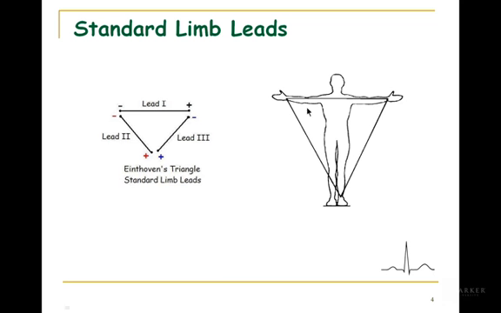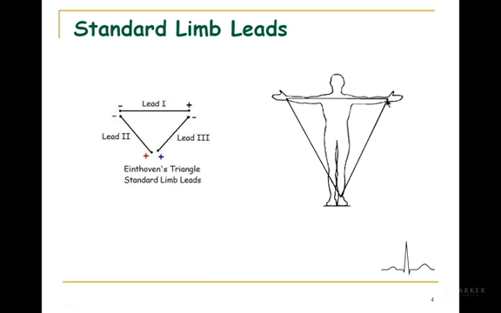With standard limb lead I, you're looking at the heart going from right to left, and relative to the heart it's running at about 0 degrees. With standard limb lead I, you place a negative recording electrode on the right wrist, and you attach a positive recording electrode on the left wrist. The wire is what we are depicting here.